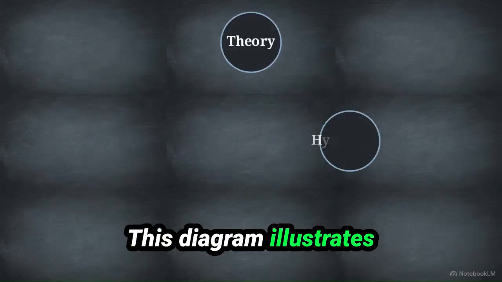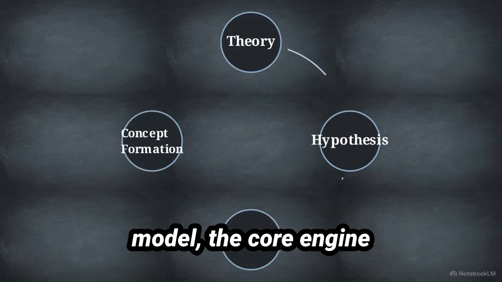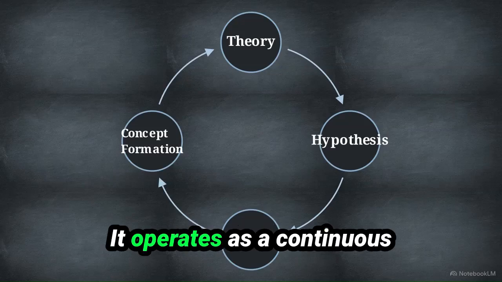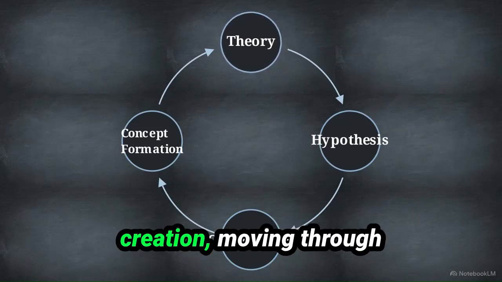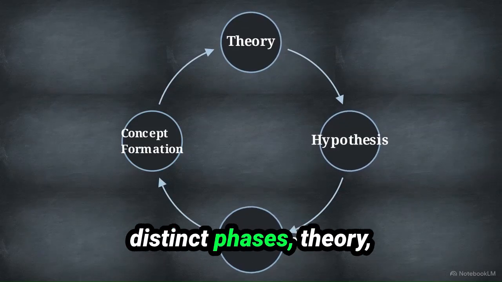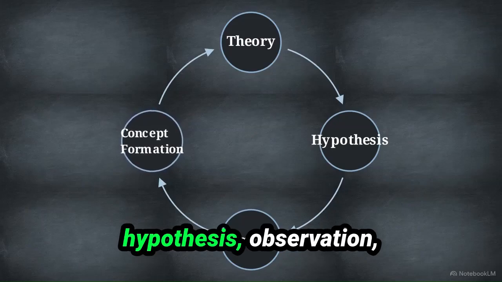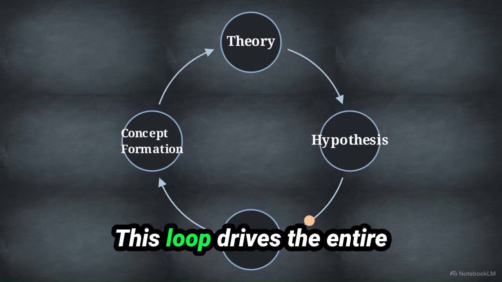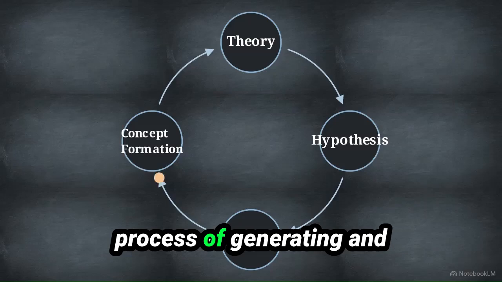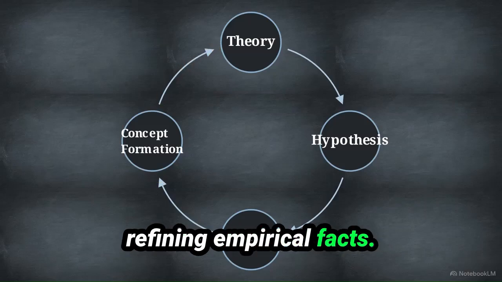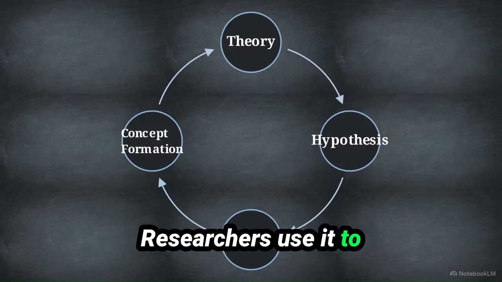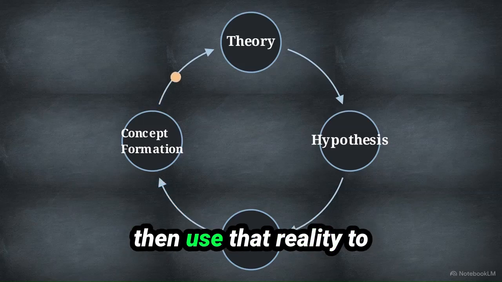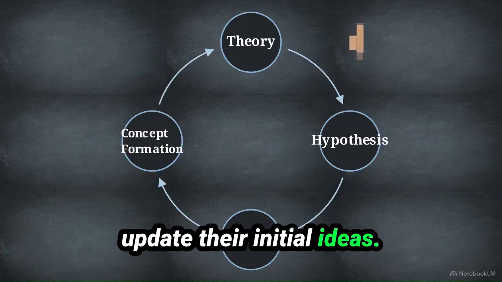This diagram illustrates the hypothetico-deductive model, the core engine of scientific inquiry. It operates as a continuous cycle of knowledge creation, moving through distinct phases: theory, hypothesis, observation, and concept formation. This loop drives the entire process of generating and refining empirical facts. Researchers use it to translate abstract ideas into testable reality, and then use that reality to update their initial ideas.